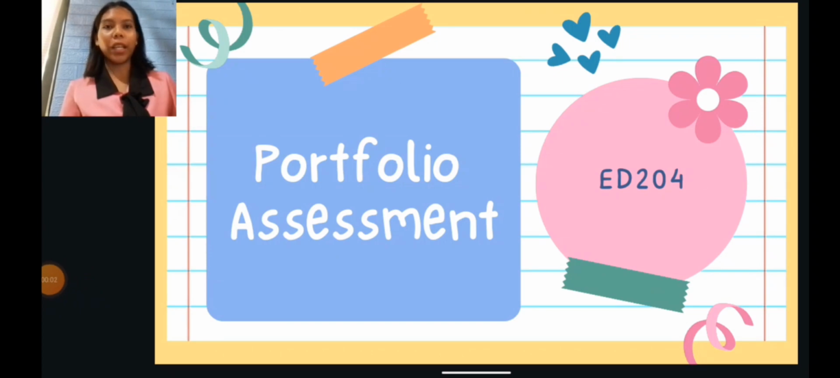Good day, everyone. Today, my report will be the continuation of the portfolio assessment. But the topic that I will be discussing today is about the pros and cons, which is the advantages and disadvantages of portfolio assessment, and the using of portfolio in assessment.